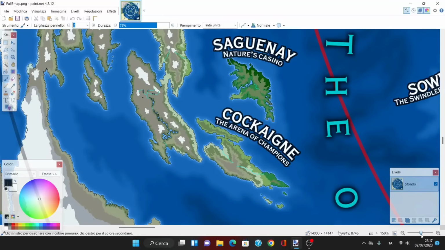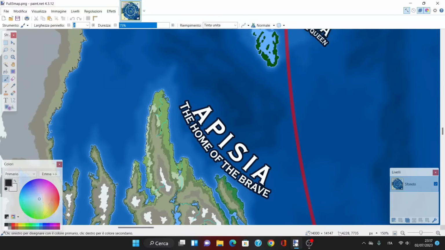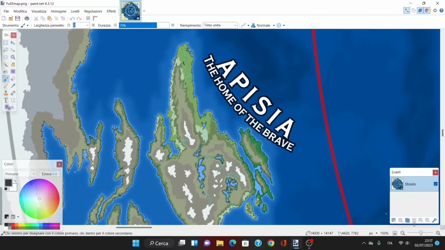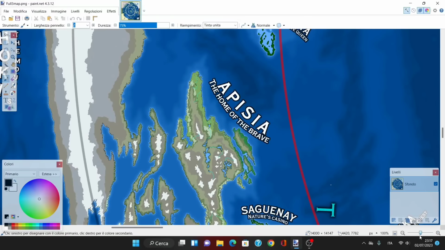Then we have places like Cocaine, the Arena of Champions, Saguenay, Nature's Casino, all places we don't really know much about, and were briefly discussed on the original map, but we didn't really dwell on them so far. Then Apisia, the home of the brave.